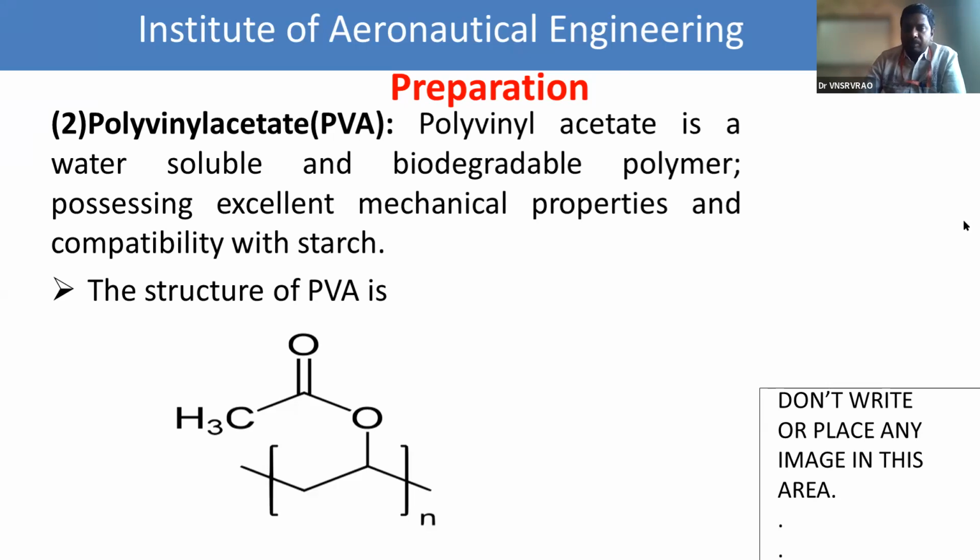In the structure of this PVA, the functional groups include methyl groups, ketonic groups and also alkanoate groups. This monomer undergoes polymerization to give n moles of PVA, where small n represents the degree of polymerization.